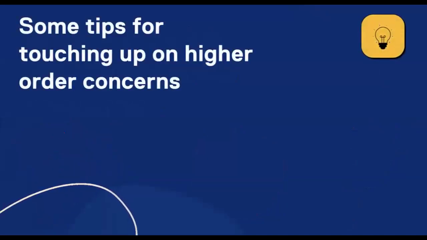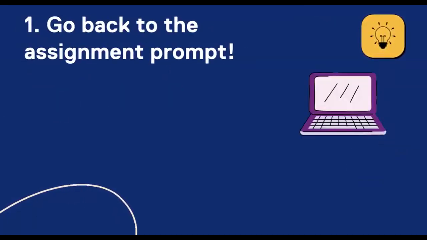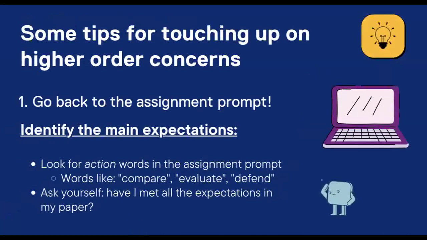Leaping off of that last point about apples and oranges, a really important strategy that we recommend is going back to the assignment prompt once you've completed a draft of the paper. When you do this, make an effort to identify all of the specific expectations that are expressed in the assignment prompt. Look out for action words like compare or evaluate or defend. When words like these come up, they're usually explicitly setting out some of the things that you're expected to do with your paper. Once you've identified all of the expectations, honestly ask yourself, have I met all of these expectations in my paper? Have I done what was asked?